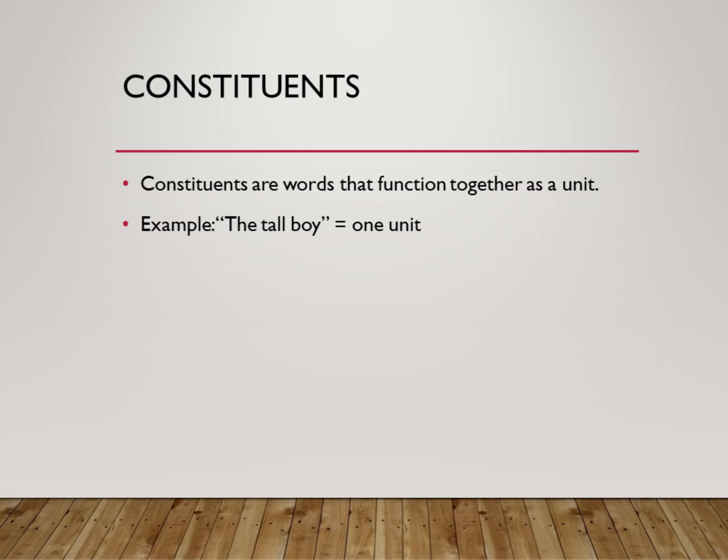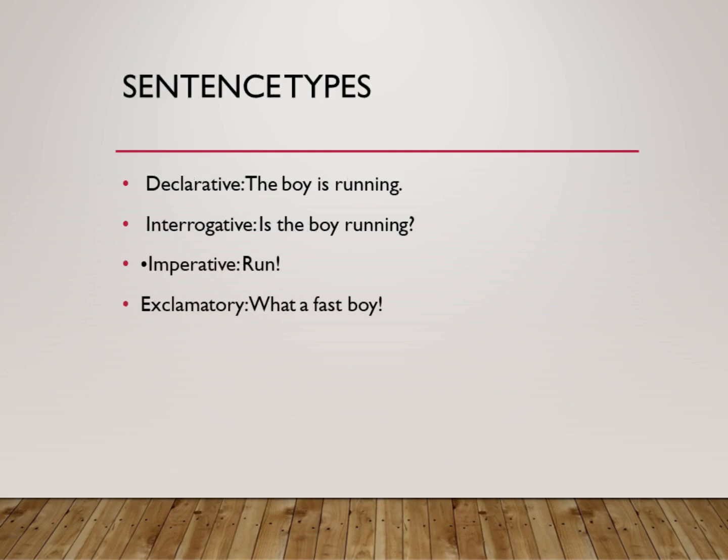Now we talk about sentence types. Syntax also classifies sentences into different types. Declarative sentences make statements, interrogative sentences ask questions, imperative sentences give commands, and exclamatory sentences express strong feeling. For example: the boy is running. Is the boy running? Run! And, what a fast boy!